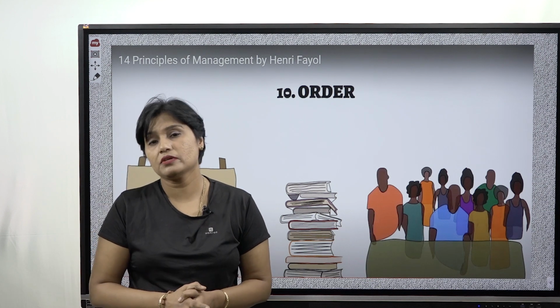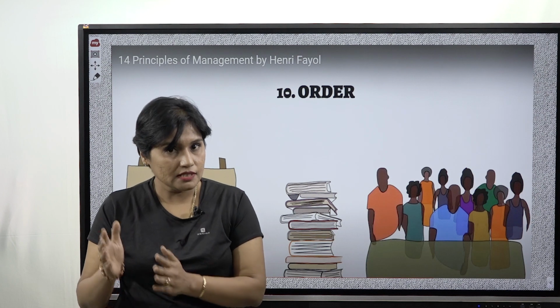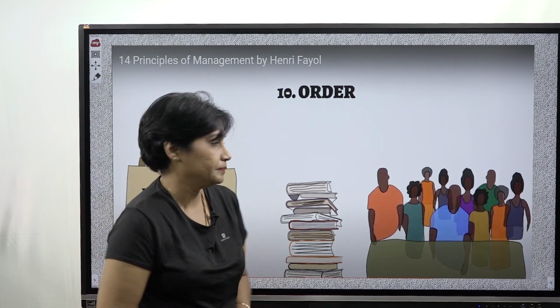Now to summarize, what is order? Order means a place for everything and everything in its place, and a place for everyone and everyone in their place.